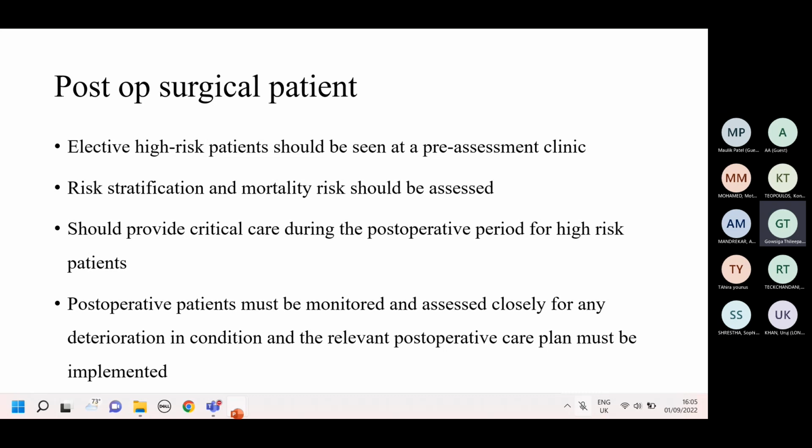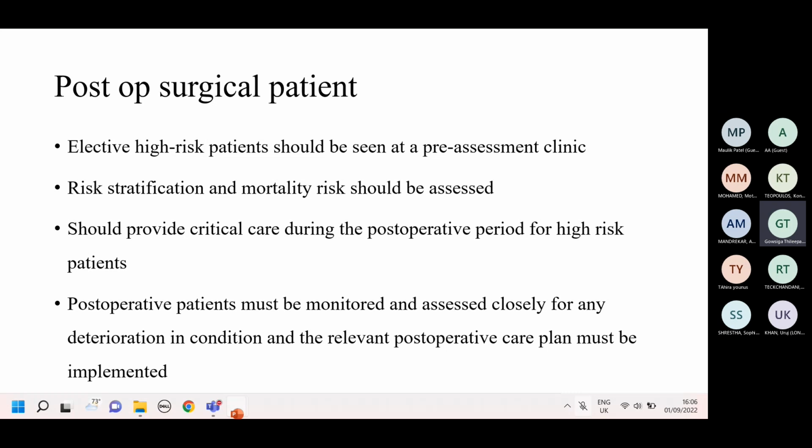This is done to decide where the patient will be going in the post-operative period. This post-operative period is critical, right? So high-risk patients should be monitored closely and assessed closely for any deterioration in clinical condition. At this juncture, I should mention the levels of care as well.